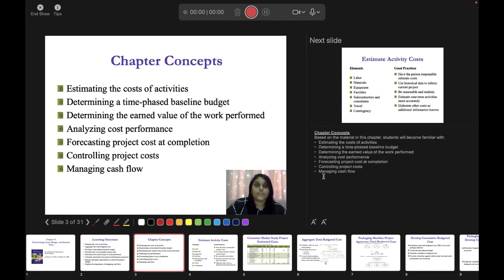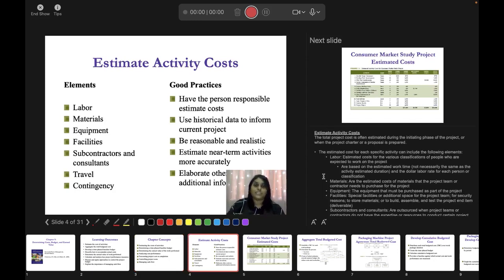So you are going to estimate the cost of activities, a time phase baseline budget, your earned value of the work performed, and cost performance. You are going to analyze your cost performance, forecasting project costs at completion, controlling project costs, and managing cash flow. Right. So we are going to look at each of the elements, and we are going to determine how it is done. Right. Okay. So the first one, estimate activity costs.